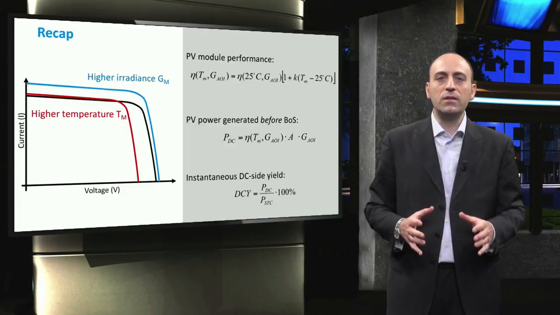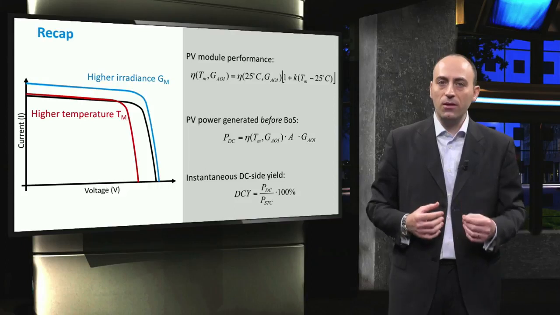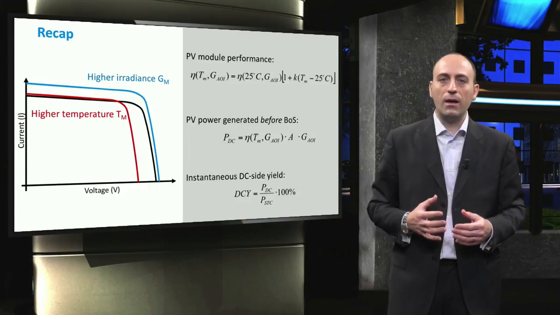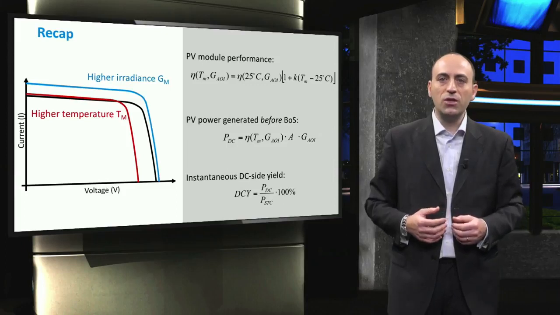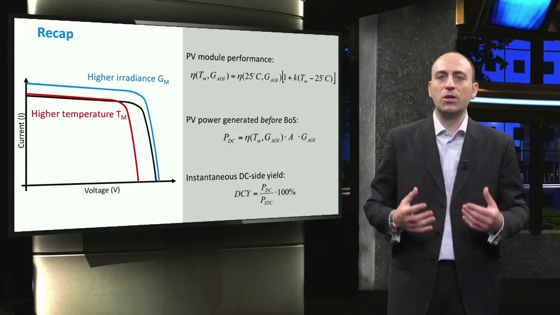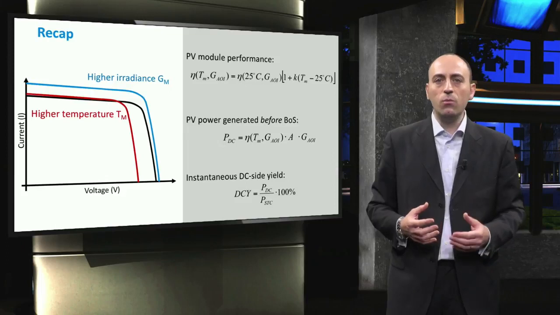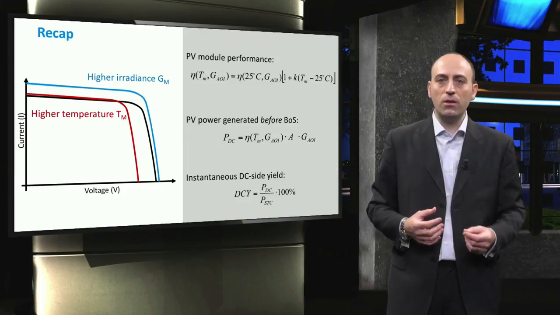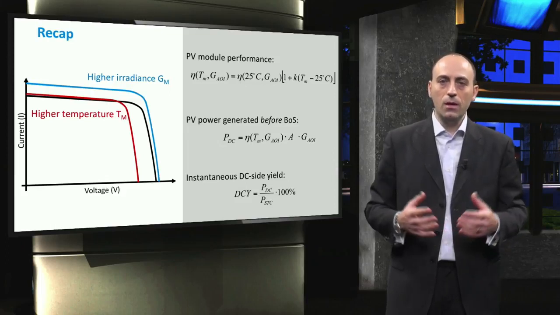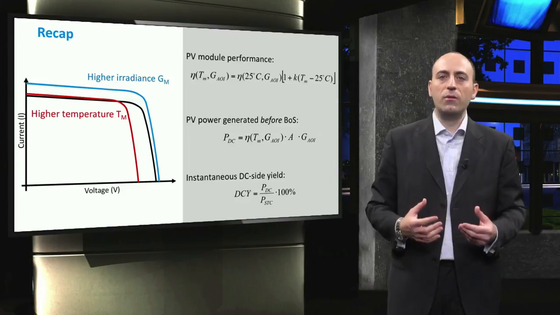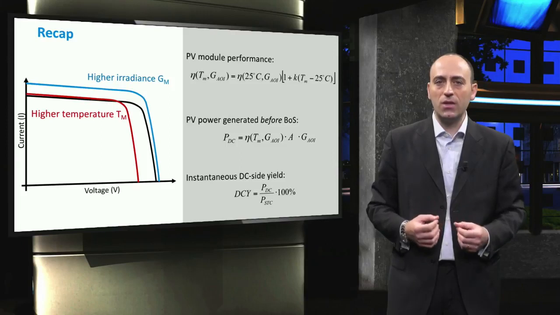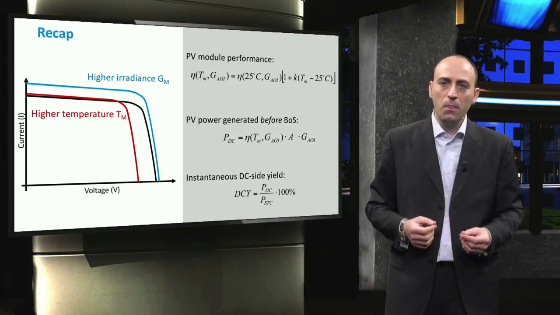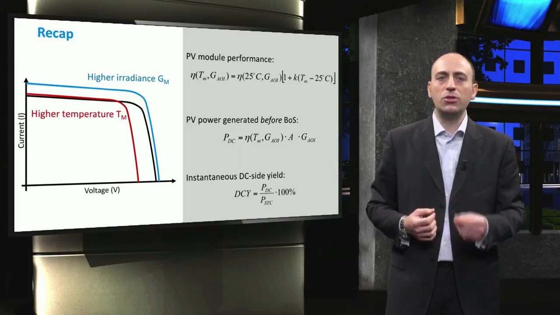In this video, we have seen that a higher temperature has a detrimental effect on the efficiency, while a higher irradiance increases the short circuit current. The efficiency of the module was computed as a function of these two parameters, and then we obtained the DC power generated from a PV panel. Lastly, in order to evaluate the performance of the PV system, we introduced the instantaneous DC side yield. In the next video, we will see how to estimate the temperature of the module.